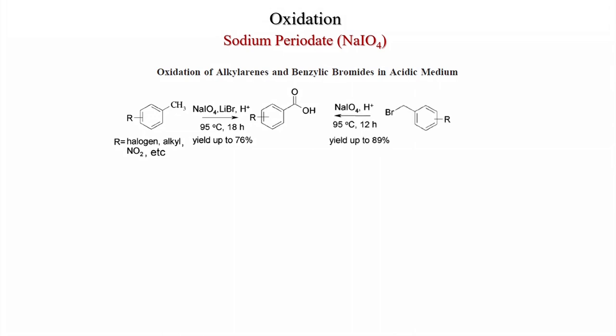Also, it has been observed that if benzylic bromides are used, when you don't use lithium bromide here, keeping the other two reagents intact, sodium periodate and H plus, under the same condition it gives 89% yield of the carboxylic acid. So this tells that converting toluene, it is going through the benzylic bromide intermediate. So toluene oxidation goes via benzyl bromide intermediate when lithium bromide is used.